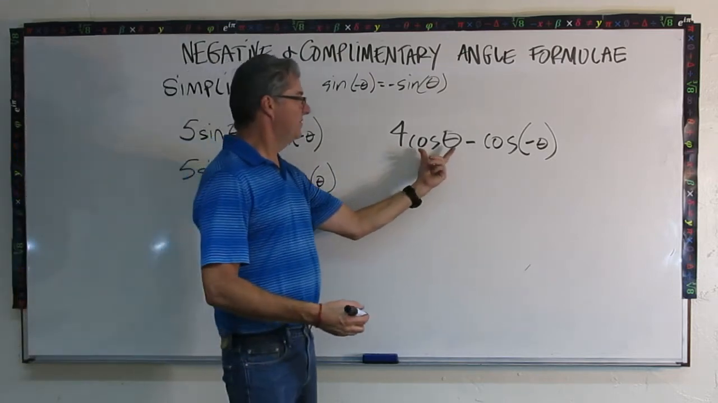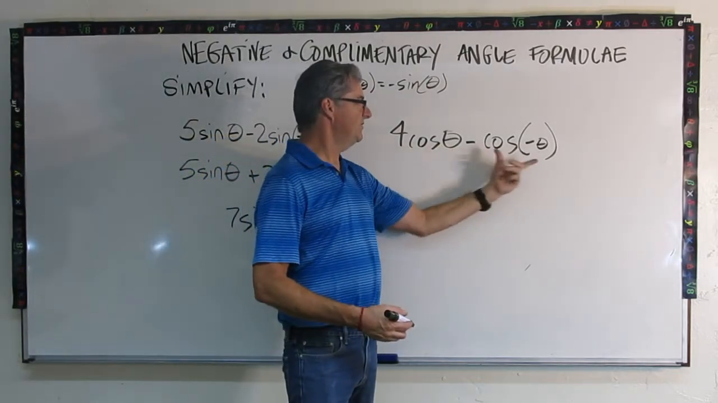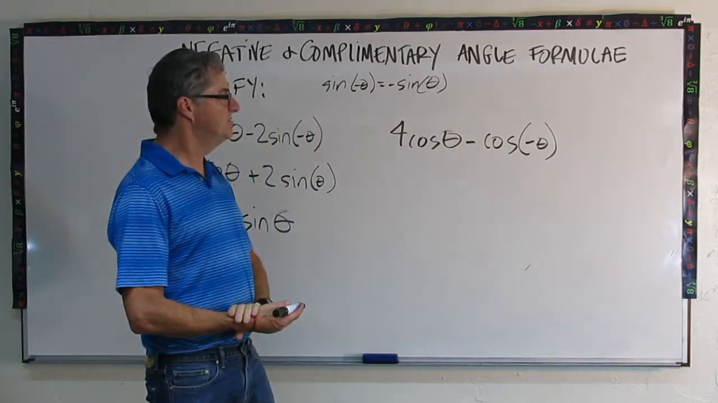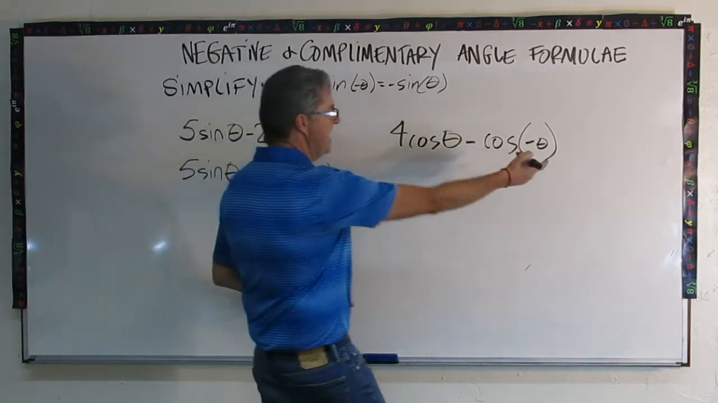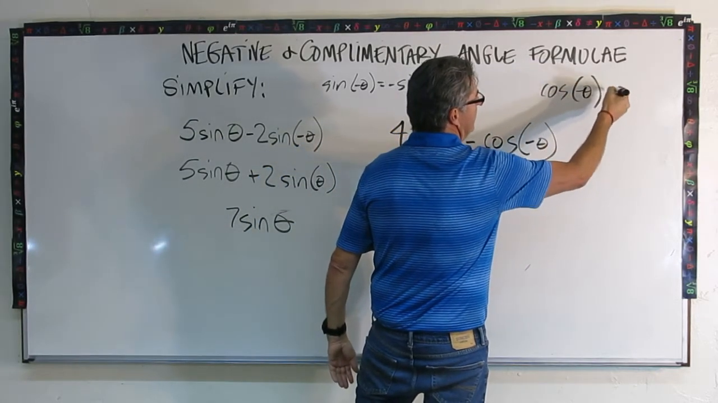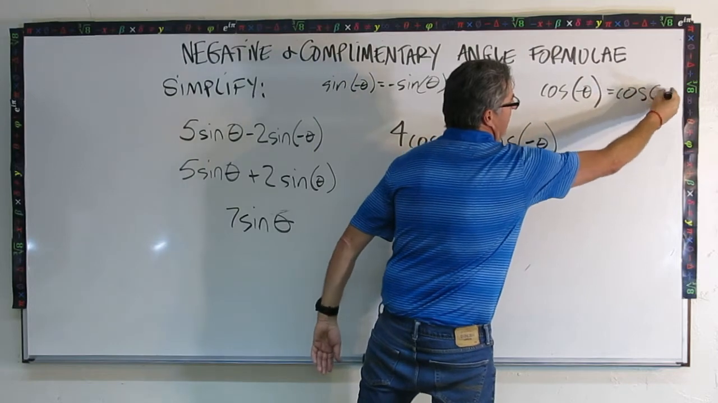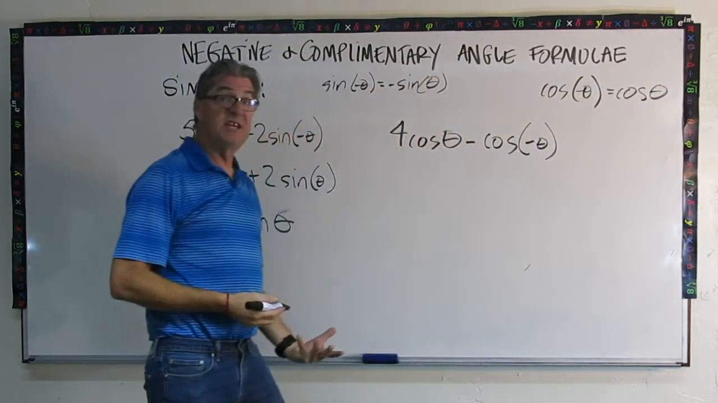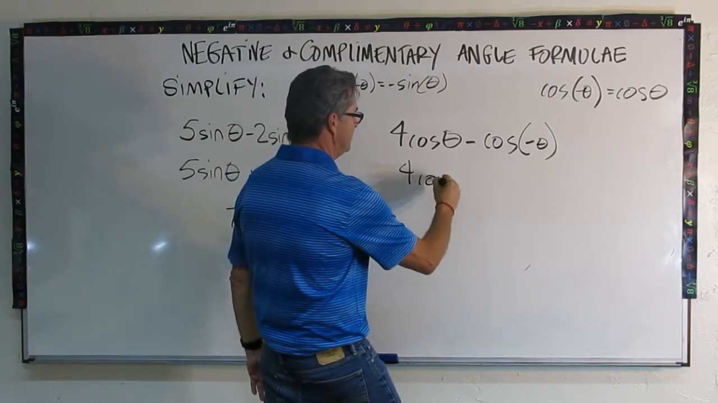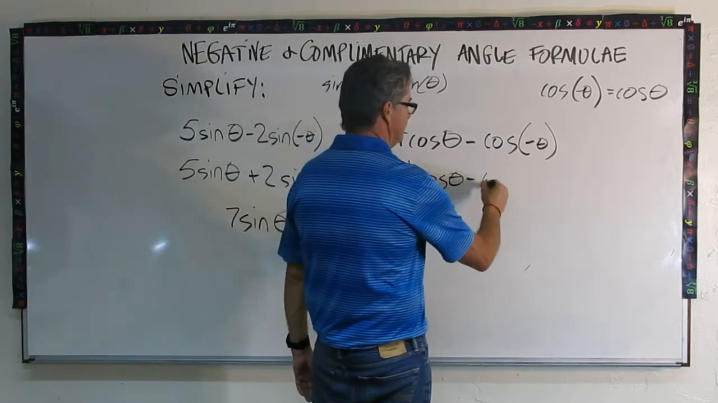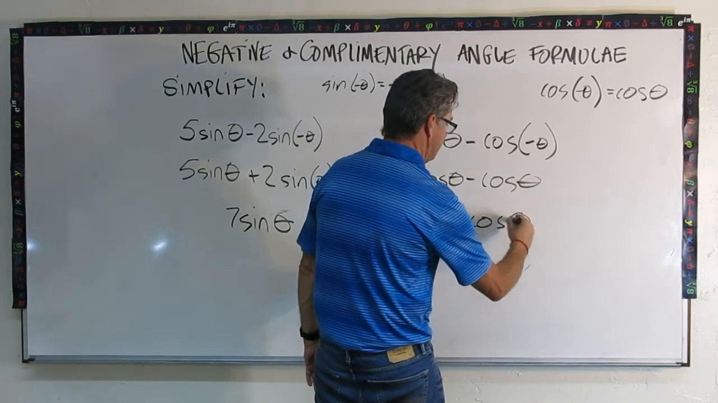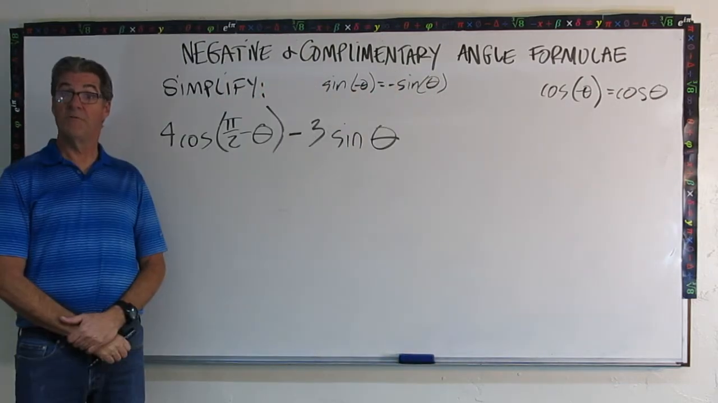We would love for these cosine theta to be the same because then we can combine the terms. Fortunately, we can do that. Cosine of negative theta, remember that one, cosine negative theta equals cosine theta. There's no change in the x-coordinate, so this becomes 4 cosine theta minus cosine theta, which is 3 cosine theta. Like that. One more example.